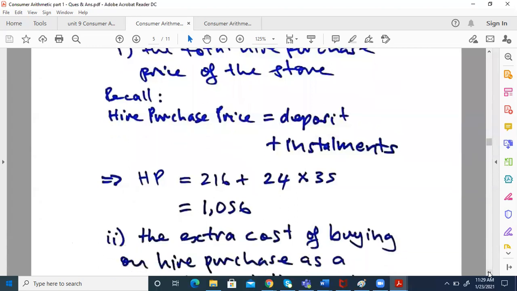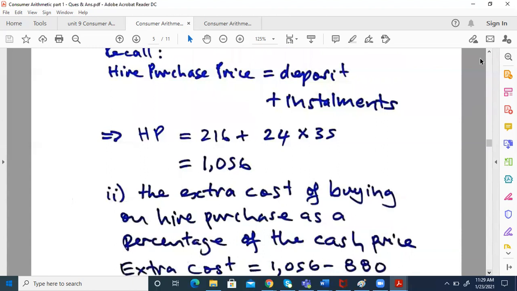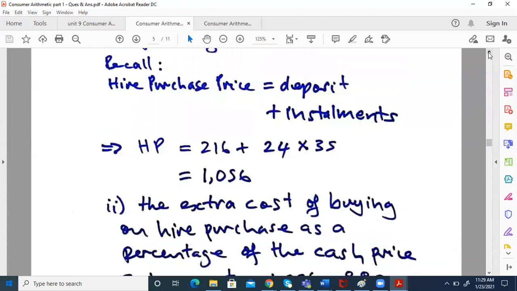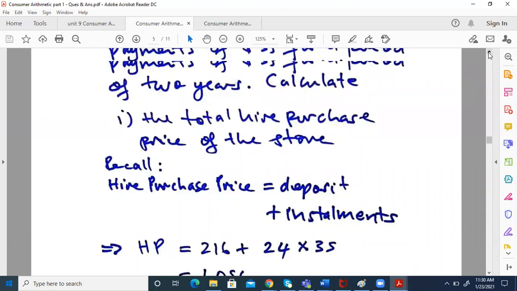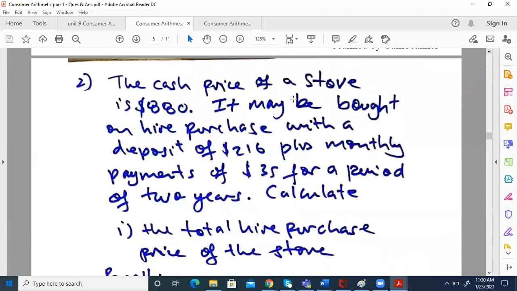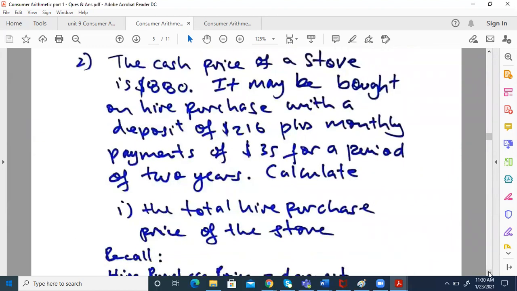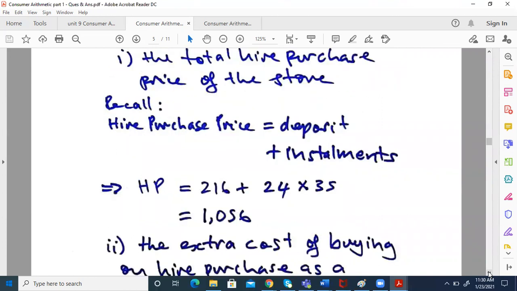So next part says the extra cost of buying. Oh crap! The extra cost of buying on hire purchase as a percentage of the cash price. So it did mention it. So the cash price is 880 dollars. All right. So it asks for this one, so you can try that part.